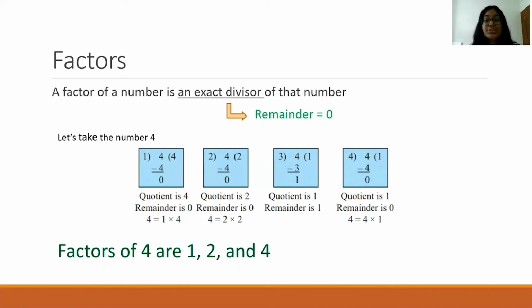You can also use multiplication to find the factors. We know that 1 into 4 is 4, 2 into 2 is 4, and 4 into 1 is 4. So the factors are 1, 2, and 4.